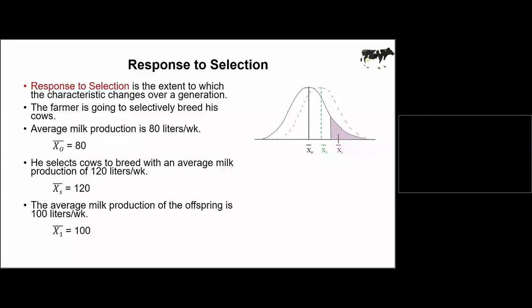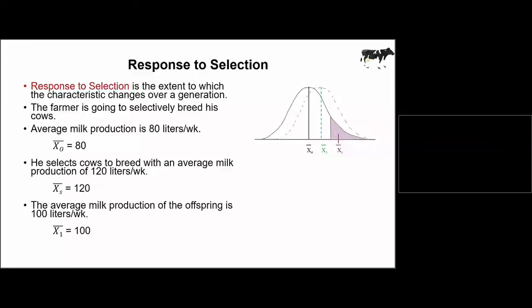Okay, so we bred those cows, then we have the next generation. That population is here in the dotted line. Before we look at the numbers, what do you notice about the difference between the population in the solid line and the population in the dotted line? Right, it's shifted. So we've actually changed the phenotype in our offspring, and the average milk production in the offspring is this X sub 1.